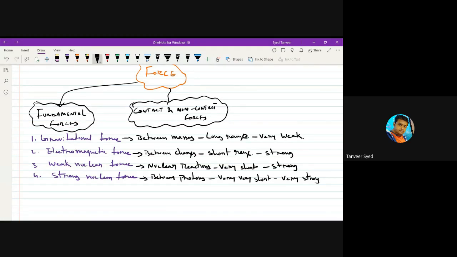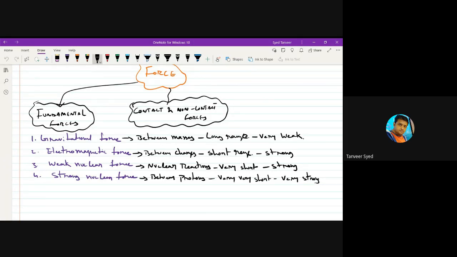Gravity: there is no physical contact between Earth and Moon. Still, Moon is attracted towards Earth. Non-contact force. Similarly, magnetic force. When you bring two magnets very close to each other, even when there is no contact between them, they will attract or repel each other. It is a non-contact force. This electromagnetic force is a non-contact force. It does not require physical contact between bodies.